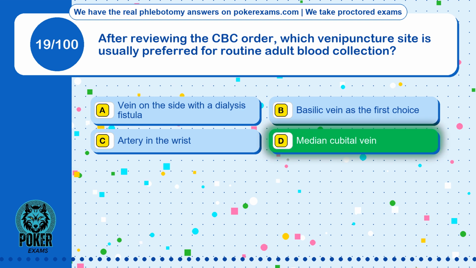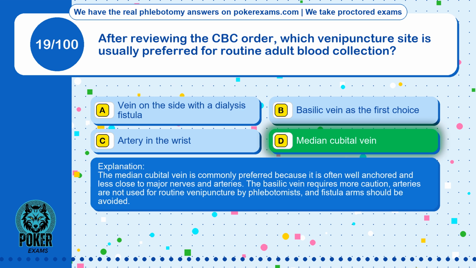The correct answer is option D. Median cubital vein. The median cubital vein is commonly preferred because it is often well anchored and less close to major nerves and arteries. The basilic vein requires more caution. Arteries are not used for routine venipuncture by phlebotomists, and fistula arms should be avoided.